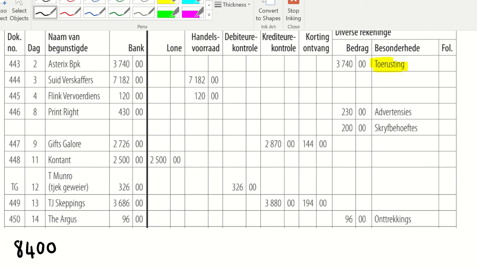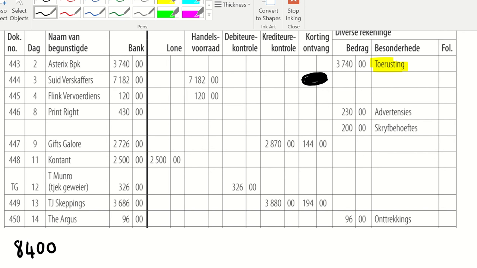Onthou julle moet dit asseblief nie verwar met hierdie korting ontvang nie. Dit is glad nie dit nie. Handelskorting, trade discount is something completely different. So ek lees mooi wat hulle sê. So praat van 'n handelskorting or trade discount, then it's not the same as discount received. Dis nie dieselfde as korting ontvang nie.